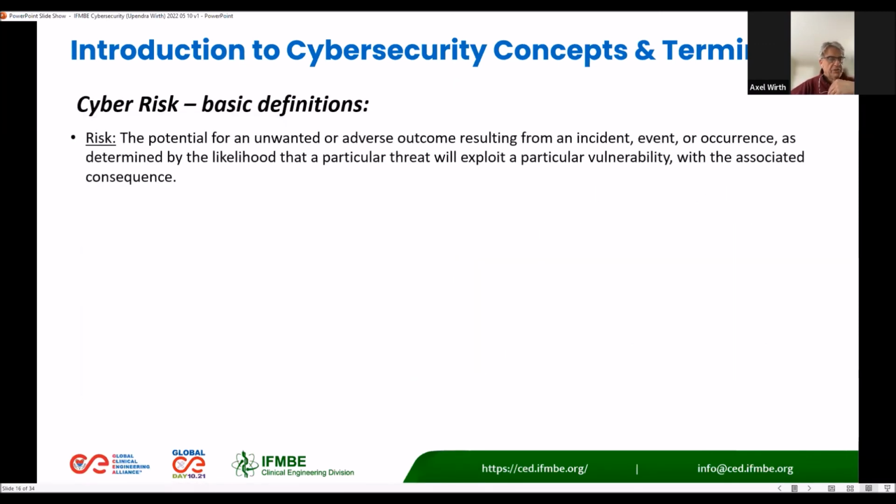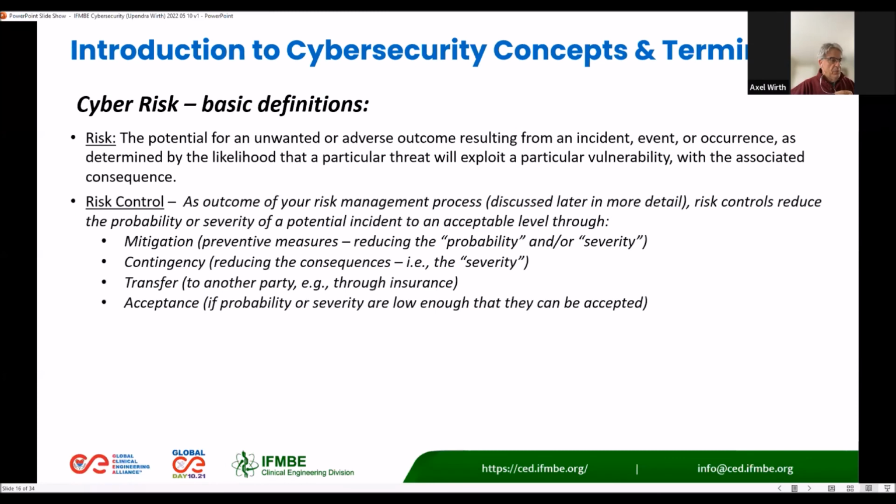And so here's the general definition of what risk is, and that's the potential for an unwanted or adverse outcome resulting from an incident, in our word here, a cyber incident. Then we apply risk controls, but we mitigate by, for example, reducing the probability of occurrence or the severity of harm. Or we implement a contingency, which reduces the consequence, meaning the severity. Data backup, for example, is a good example for contingency. You're not changing the probability. You are as probable for being attacked, but if you're attacked, you can restore your data because you have a backup, so you have reduced severity.